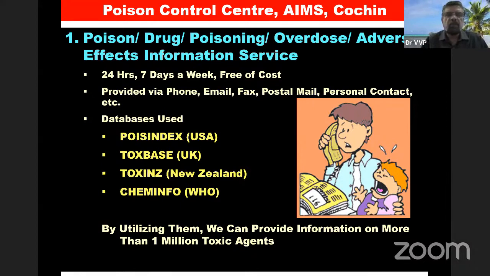Such information is provided not just to doctors, but also to the common man, lay public, by phone, email, fax, postal mail, personal contact, whatever mode of communication is convenient to the person who wants information. We use some of the best toxicology databases, including Poisindex from the US, Toxbase from the UK, Toxins from New Zealand, and ChemInfo from the World Health Organization. By utilizing all these together, let me assure you that we can provide information on almost any toxic agent. In fact, I would say that that extends to more than 1 million substances. We have been providing such information service ever since inception 18 years ago.